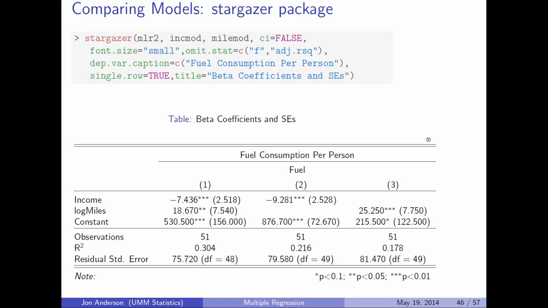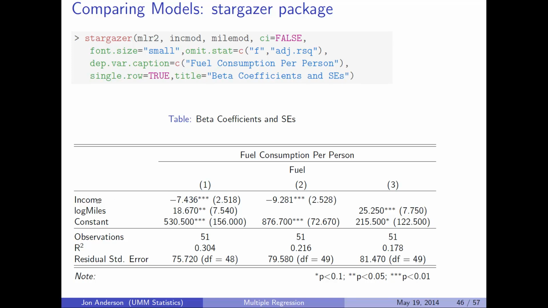On overhead 46, I'm showing you 3 different models, and I want you to notice the slight differences in all the coefficients. So in the first model, that is our MLR2 model that has both income and log miles in it. This second column is model 2 that had only income, and the third model only has log miles. And so I want you to look across the coefficients and notice what happens.